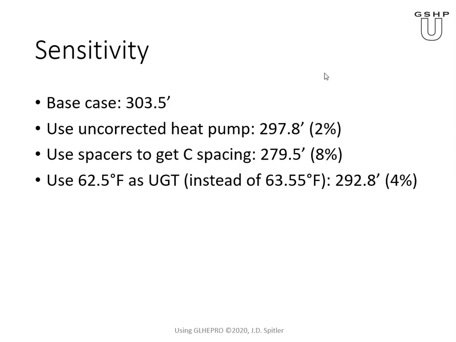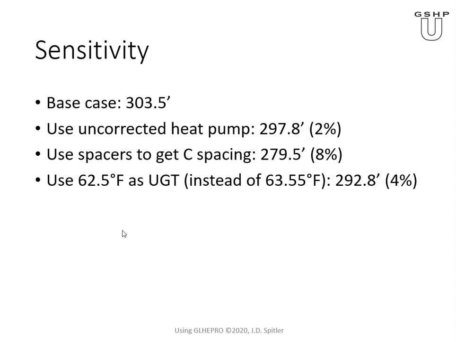Okay, then I looked at a few other things, like I switched from the corrected heat pump to the uncorrected heat pump. If you use the uncorrected heat pump, which I'm not suggesting you do, I think the corrected one would be more appropriate, it would have been about a 2% error. Now it's predicting you need 2% less borehole depth.